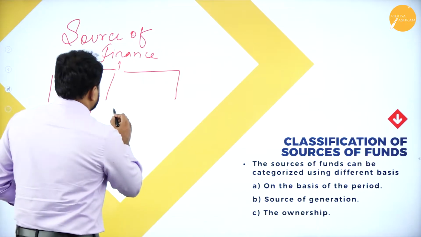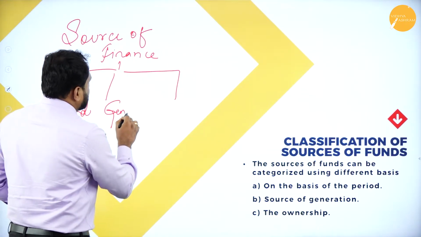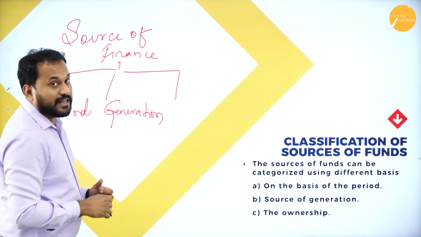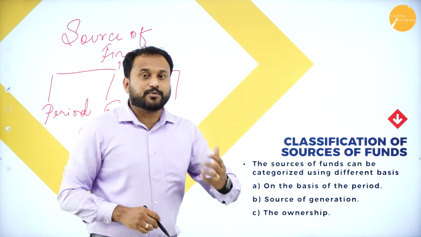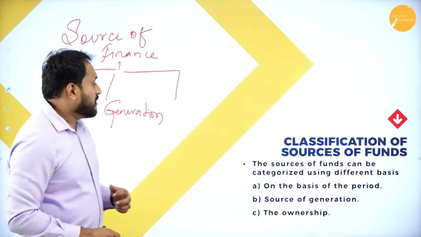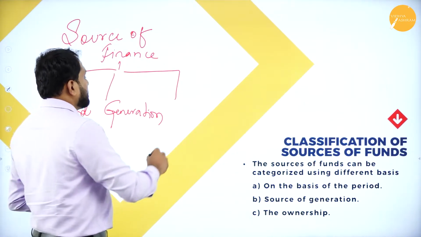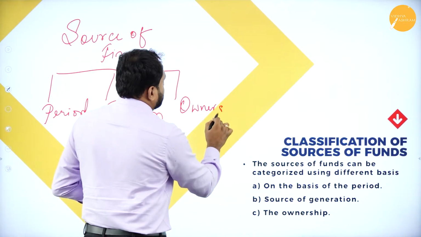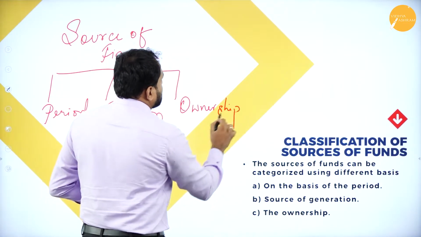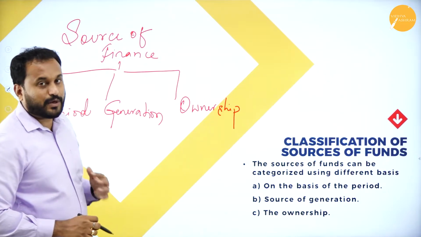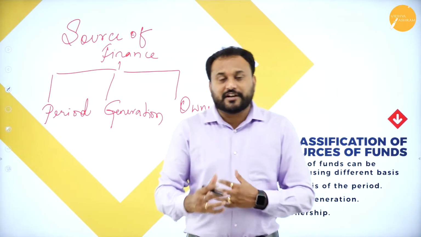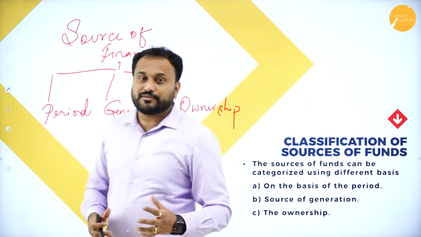Next you have the source of generation. Now how will you generate the finance? On the basis of how will you actually pull the capital or the investment. Then the last one is the ownership. So according to these three, it has been classified. One is on the basis of period, second is on the basis of generation, how will you actually generate the income, and then the last one is on the basis of ownership.